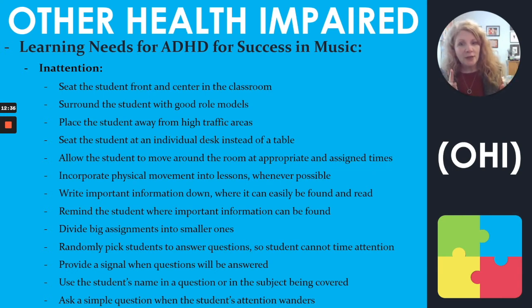Provide a signal when questions will be answered. Letting them know that, yes, you can raise your hand, but it's time for me to teach. I say a lot of times with my ADHD kids, my turn. It's Miss Amber's turn. First it's my turn, and I'll tell you when it's your turn. It's my turn. That's easier than saying, put your hand down, stop talking. It's my turn. Say that a lot. Use the student's name in a question or in the subject being covered. Okay, so, Jason, this question's for you. Blah, blah, blah. Ask a simple question when the student's attention wanders.